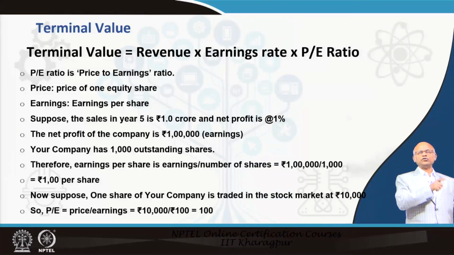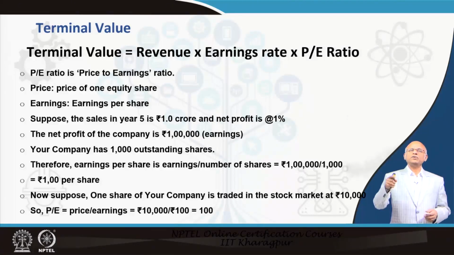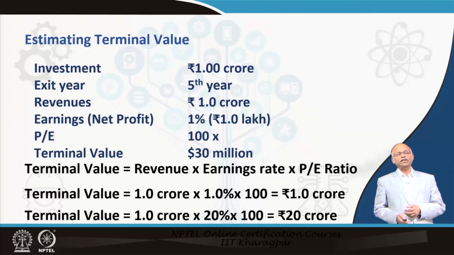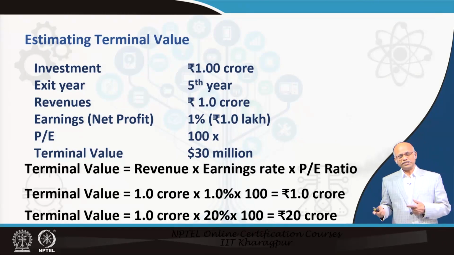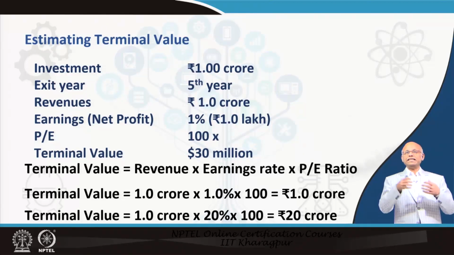That means, price to earning ratio: 10,000 rupees is the market price, 100 rupees is the earning per share, divide by that you get PE ratio of 100, that is the PE ratio. So, suppose the angel invests 1 crore rupees, exit in the 5th year, revenue in the 5th year is 1 crore rupees, earnings is 1%, price to earning ratio is 100, terminal value in that sense will be 2 crore rupees.